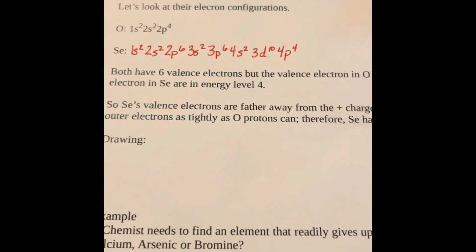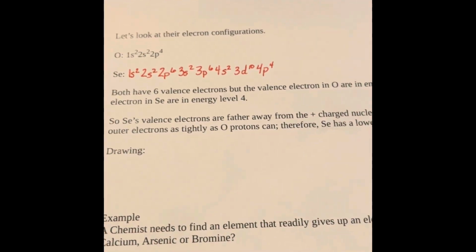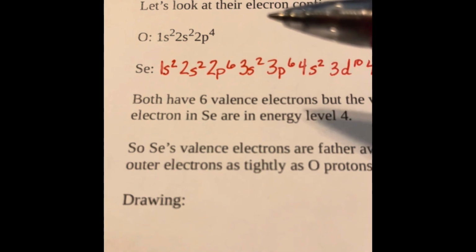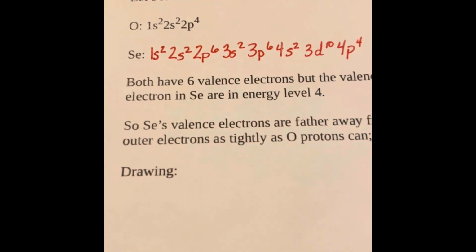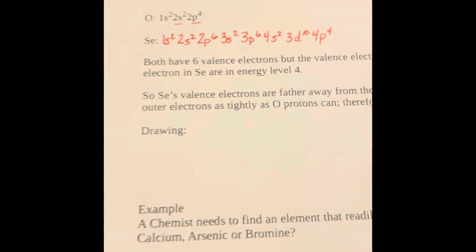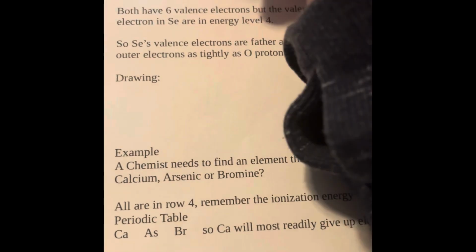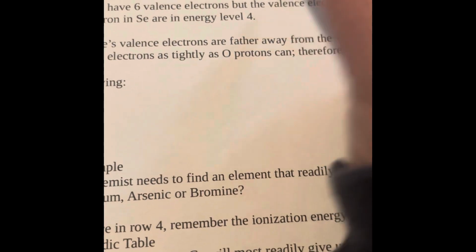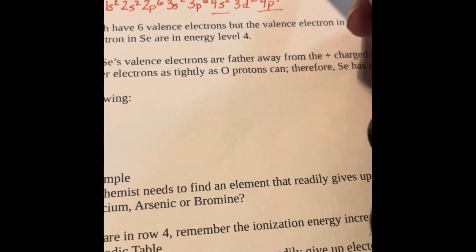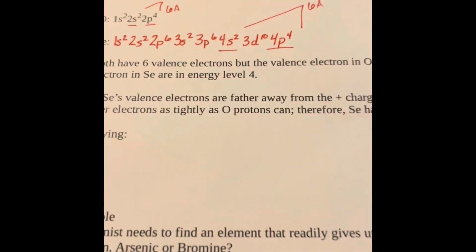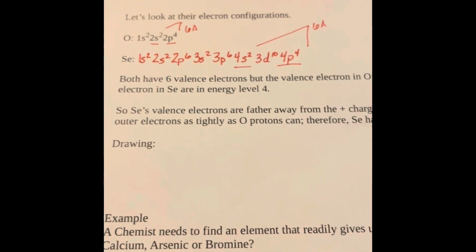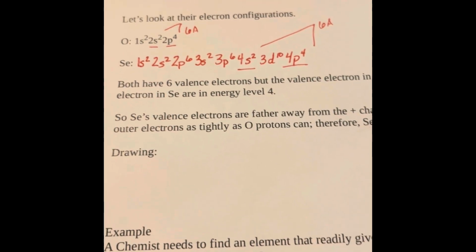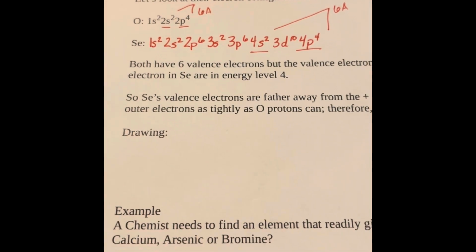So if we look at their electron configurations, I wrote them out for you. Okay. So the electron configuration for oxygen is right here. 1s2, 2s2, 2p4. So you know it has 4 valence electrons, right? Or I'm sorry, 6 valence electrons. That's why it's in group 6A. And the same for selenium. It has 6 valence electrons. Again, that's why it's in group 6A. Okay? So both have 6 valence electrons. But the oxygen's valence electrons are in energy level 2. And the selenium's valence electrons are in energy level 4.